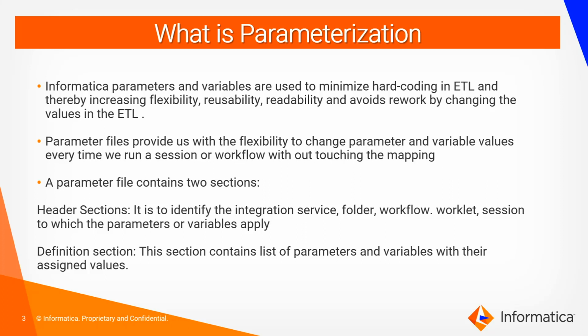A parameter file will have two sections. First is the header section. This section is used to identify the integration service, folder, workflow, worklet, session to which this parameter or variable applies. Second is the definition section. This section contains the list of the parameters and variables with their assigned values.